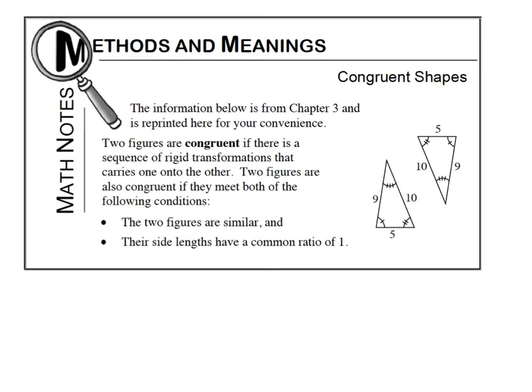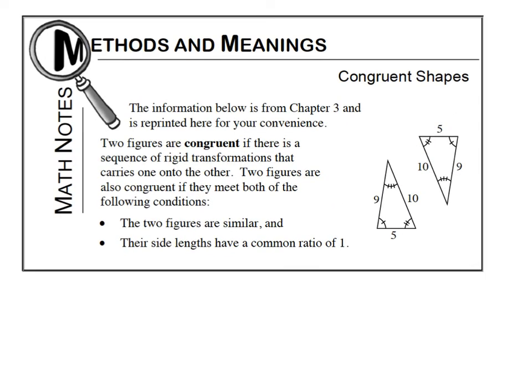It says this: the information from chapter 3 is reprinted for your convenience. It says 2 figures are congruent if there's a sequence of rigid transformations that carries one onto the other. So essentially they're saying, hey, if you can just rotate, flip, or translate this triangle onto the other one and see an exact fit, we call those congruent. So they are similar and have a common ratio or a scale factor of 1.